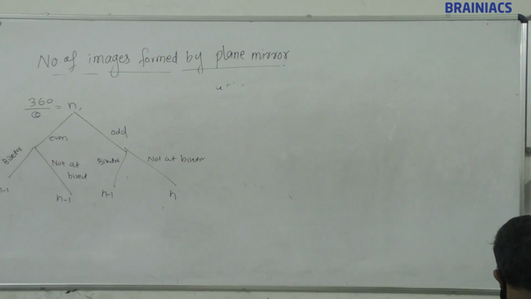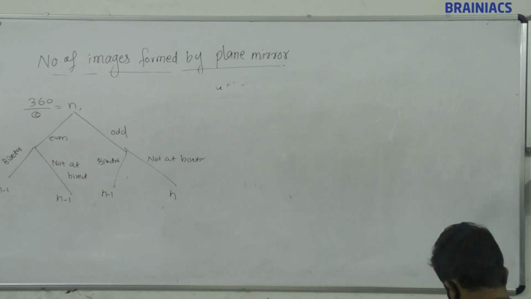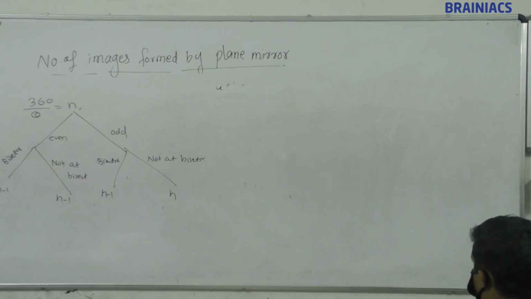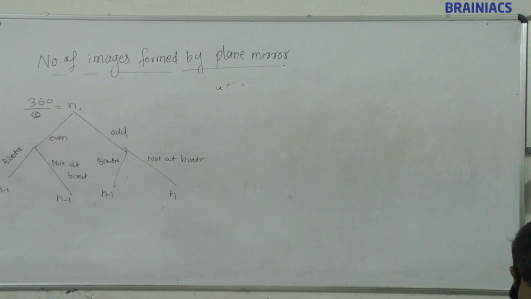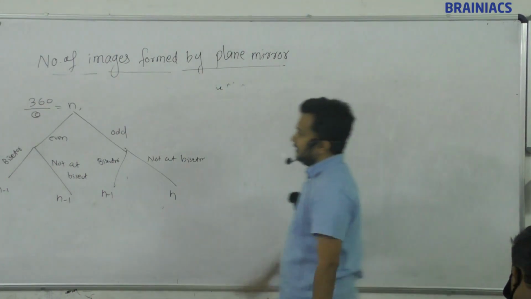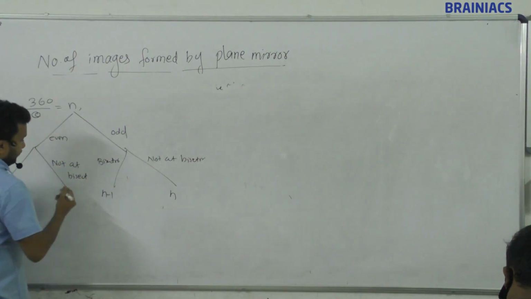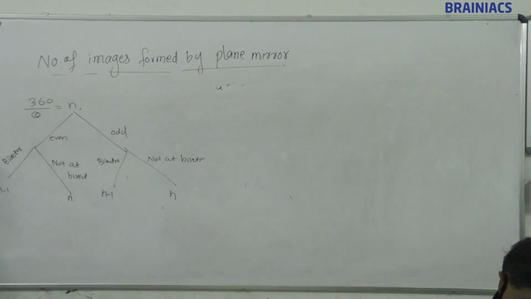Okay, if theta is the angle between the two mirrors, first case: 360 by theta is n, n is an even number, object is at the bisector, number of images is n minus 1. That is correct. The next one: n is an even number, not at the bisector. In that case the number of images is n, not n minus 1. That is the problem here. You can take some examples and verify that.